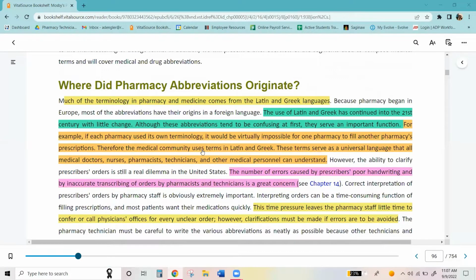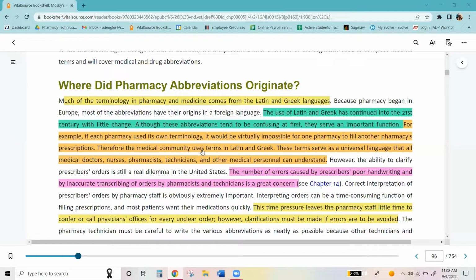So where did pharmacy abbreviations originate? Most of the terminology in pharmacy and medicine comes from the Latin and Greek languages. The use of Latin and Greek has continued into the 21st century with little change. Although these abbreviations tend to be confusing at first, they serve a very important function. For example, if each pharmacy used its own terminology, it would be virtually impossible for one pharmacy to fill another pharmacy's prescription. Therefore, the medical community uses terms in Latin and Greek.